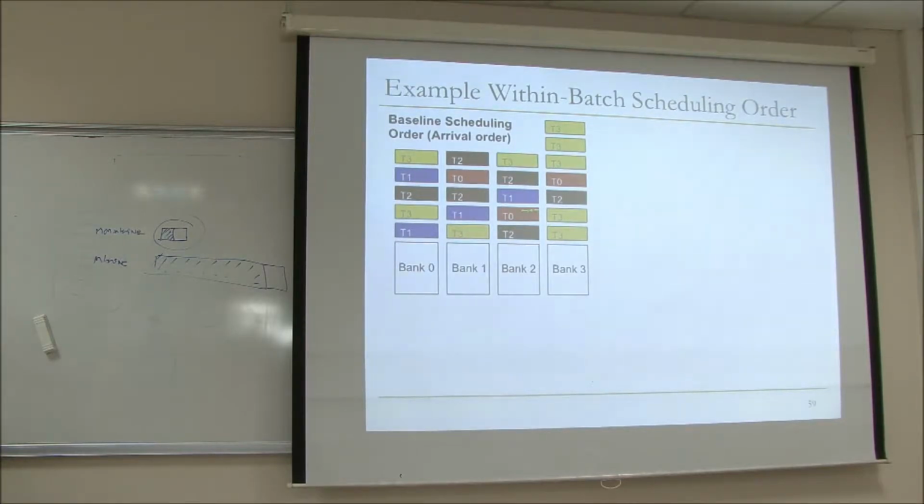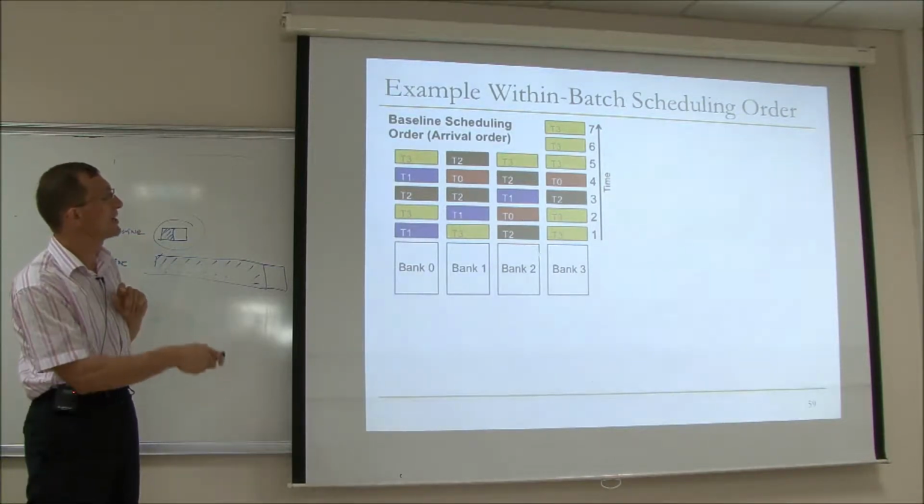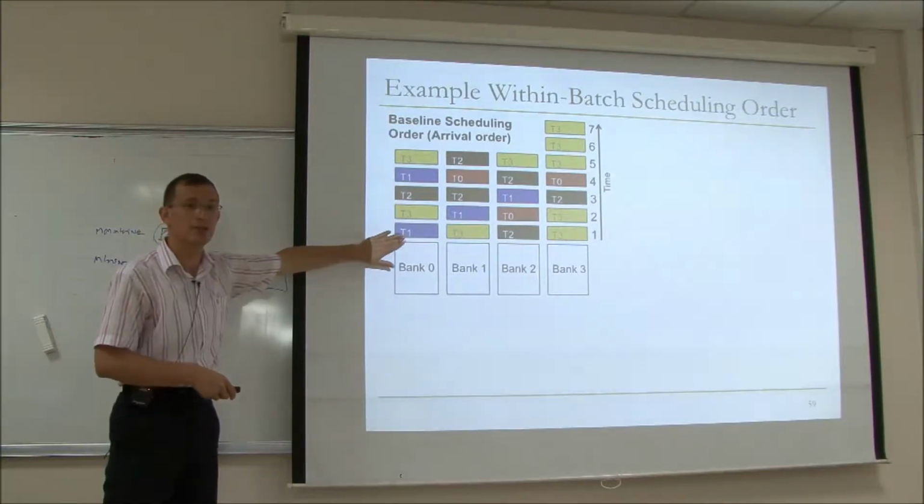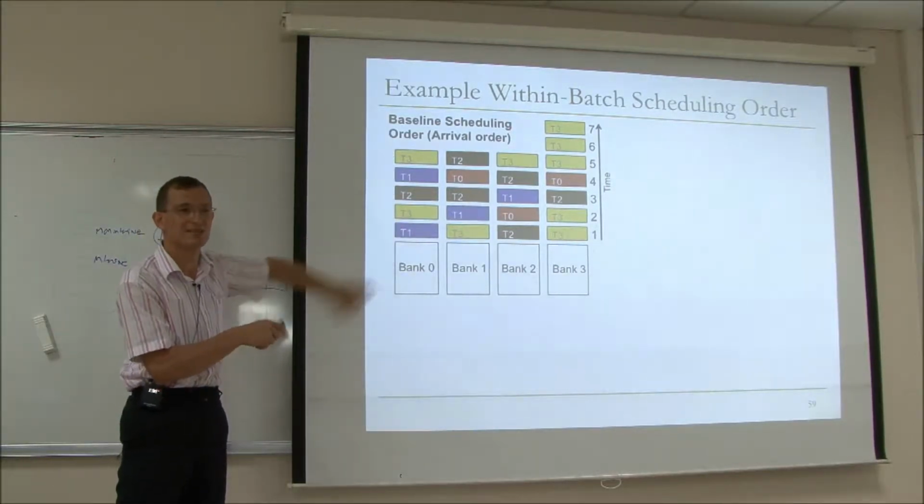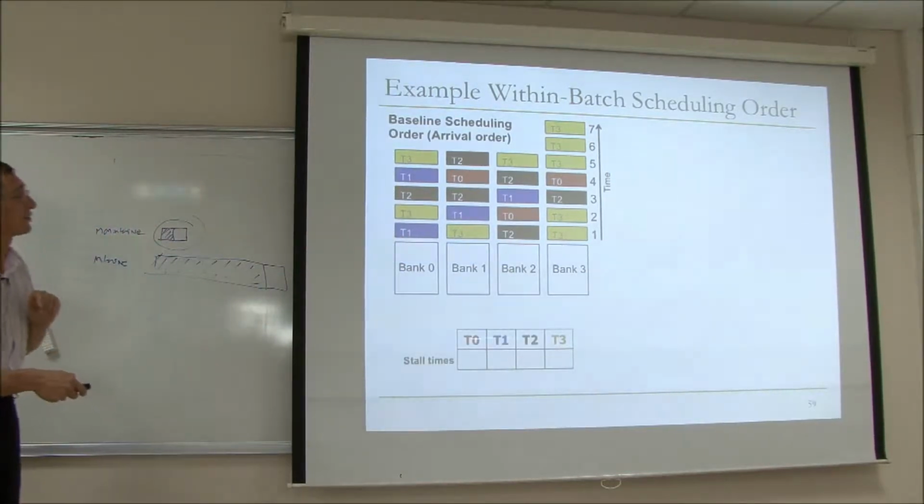So this is our baseline scheduling order. We're assuming that we're servicing requests in the arrival order, and this is the arrival order. And I'm assuming that this is the time each request is serviced. If you use this baseline scheduling order, this is what happens. I'm going to assume that I don't take into account the bus delays. There's only the bank latencies.